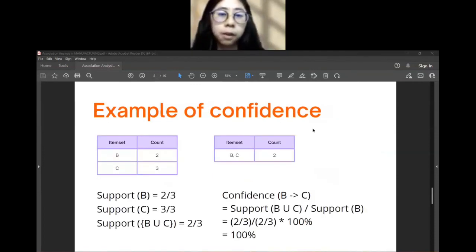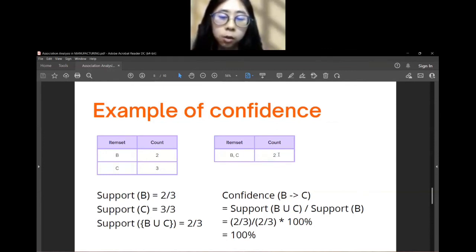So this is an example of confidence. It's quite like the example before, but we just use a different solution. You can see they have support B and support C, where 3 refers to the overall transactions. The third one is the support of B union C, which is 2 divided by 3. The confidence of B to C uses the same formula: the support of B union C divided by the support of B, where B is the left-side item, times 100%, and we get 100%.